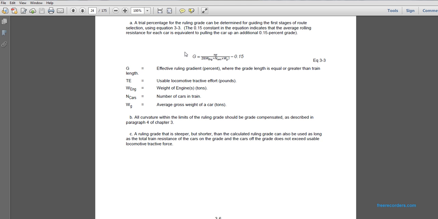If a ruling grade is steeper and shorter, the calculated ruling grade can be used as the total train resistance, if the grade of the car does not exceed usable tractive effort.